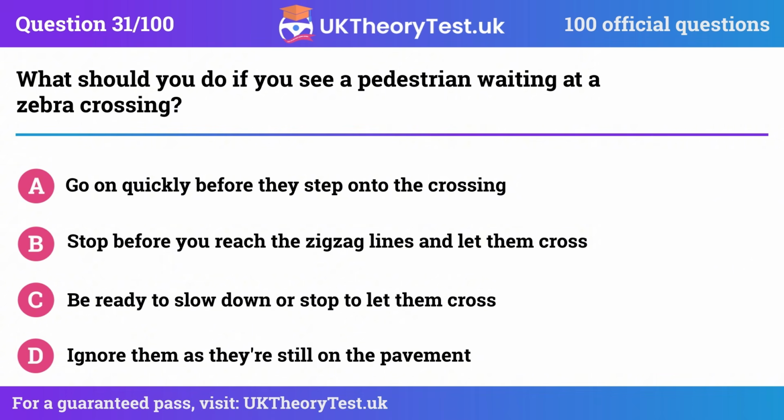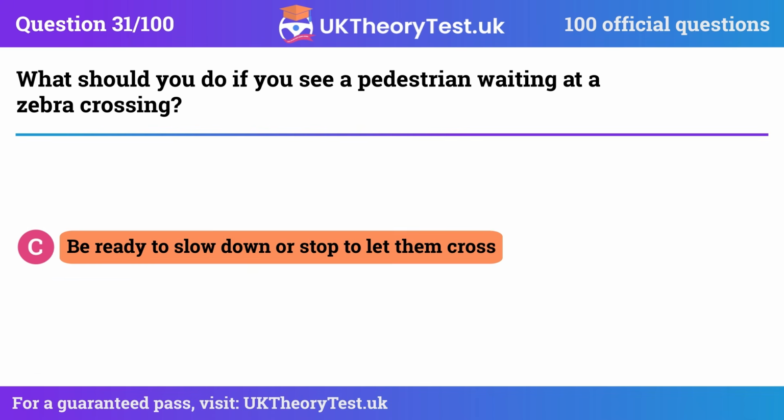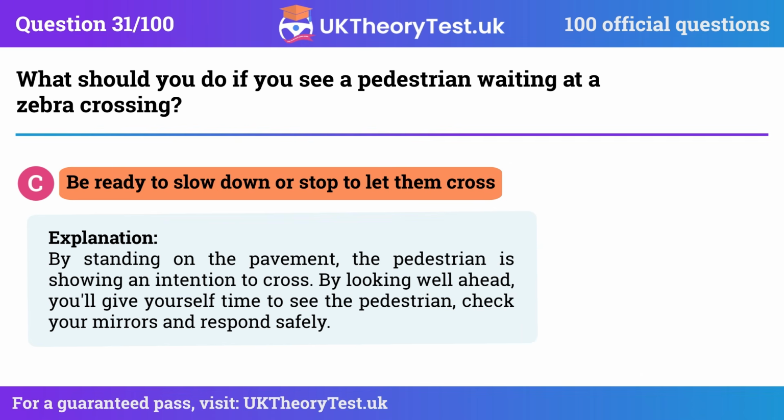The correct answer is C. Be ready to slow down or stop to let them cross. Explanation: by standing on the pavement, the pedestrian is showing an intention to cross. By looking well ahead, you'll give yourself time to see the pedestrian, check your mirrors and respond safely.